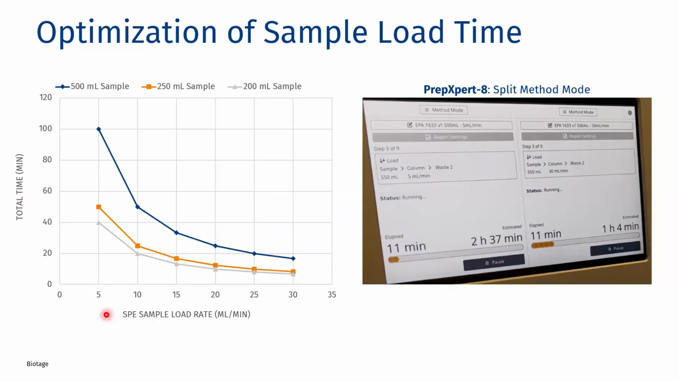So when you're loading at 5 mils per minute, you can see obviously the 500 mil sample takes much more time. And so this is the challenge with 1633, since most people are running 500 mil sample volumes in this method and loading at 5 mils, that's where all the time is spent, basically sample load. But if you were to increase that load rate, you can see that you drastically start reducing the time it takes to process or load that sample.